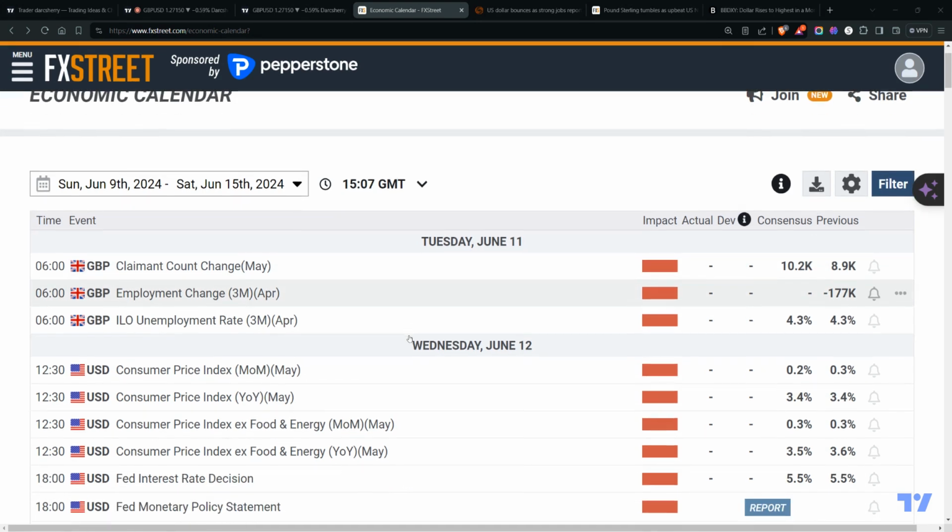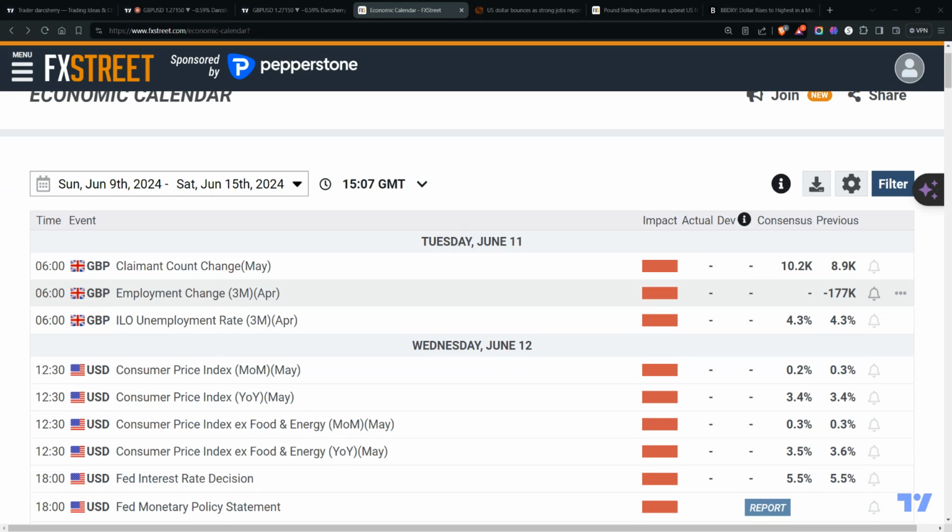Now, for the claimant count change, for those who don't know, this data refers to the net change in the number of individuals claiming unemployment related benefits in the last 30 days. Now, this metric is going to be offering us insights into the current state of unemployment in the United Kingdom.